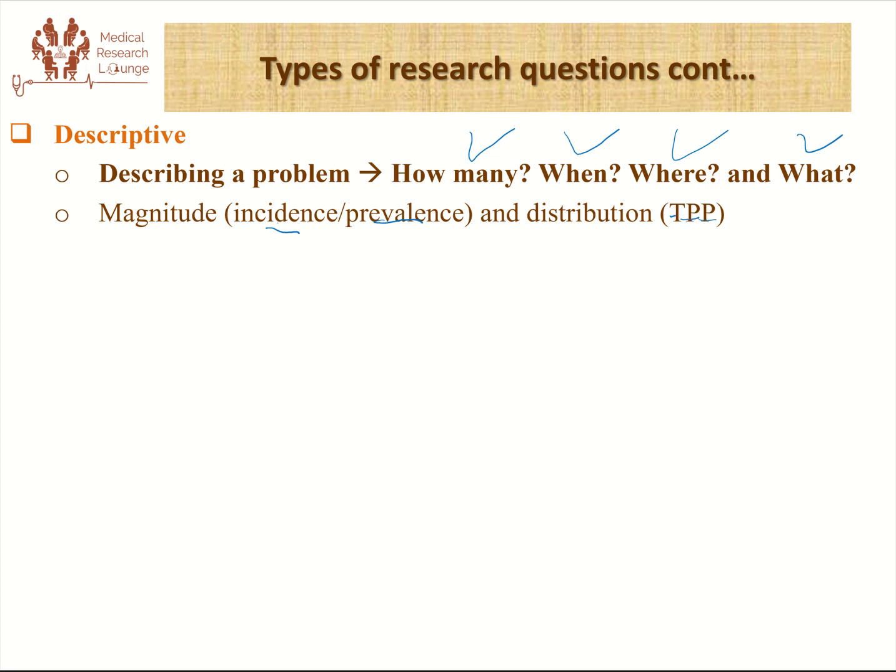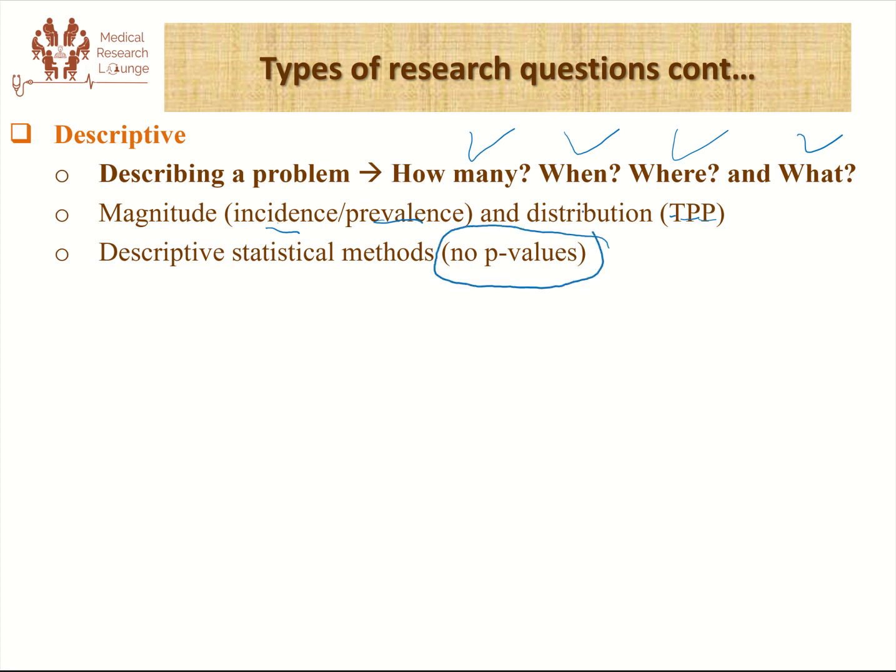To answer such a descriptive research question, what we need to use is descriptive statistical methods. These are methods that can summarize our data and describe the problem in terms of its magnitude and its distribution. So there is no p-value in descriptive statistical measures. If our research question is purely descriptive, then there is no role of p-value in our analysis. Rather, we're going to get pure descriptive statistical measures like prevalence, incidence, proportion, mean, median, mode, and other descriptive measures for which there is no p-value. So don't confuse that. When you get a p-value, it means you are conducting more analytic analysis, not just a descriptive statistical analysis.